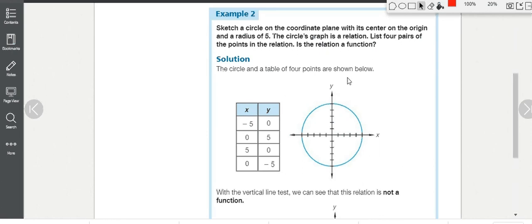Example 2, sketch a circle. If we were to sketch a circle with its center on the origin, so you take your protractor right on the origin and you pull it to reach to 5. Then you turn that around, it'll hit 5 on all axes. Your pairs are going to be 0, positive 5. That's this one.